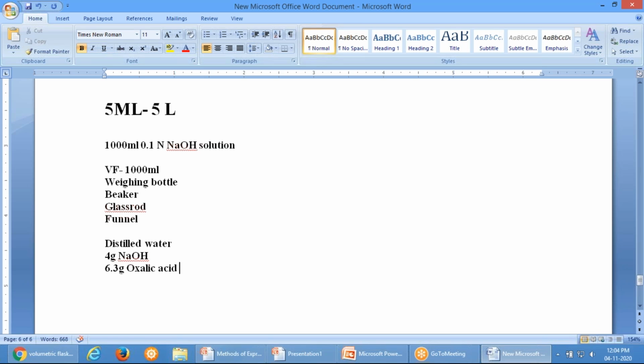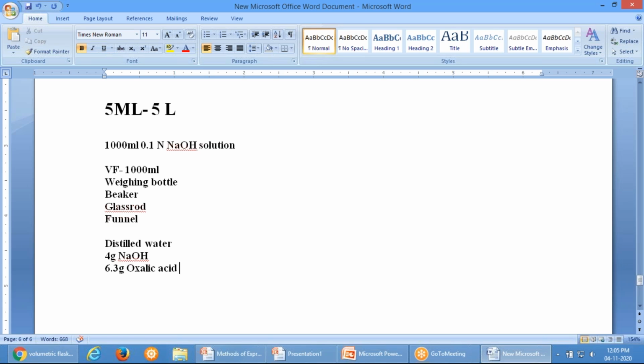First, you need to cut the butter paper into a square. Properly take the measurement, cut the butter paper to a square shape, and place it on a weighing balance. You have to tare, that is, make it 0. The butter paper will have some milligrams of weight depending on its size. So make it 0, then add the oxalic acid sample from the bottle to the butter paper using a spatula. You have to use a spatula for solid transfer.